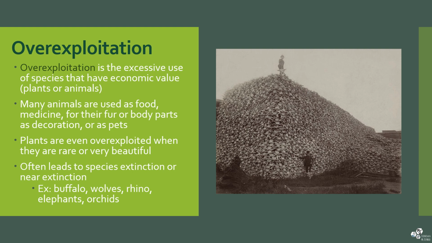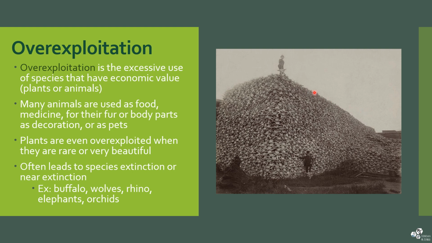Overexploitation is just the excessive overuse of an animal or an organism that has direct economic value to us, or value in the sense that they're food. We often use animals and plants for food, for medicine, for their body parts to make fur and clothing, things like that, decorations, unfortunately. We have really found orchids to be beautiful, so we take them from their natural environment and keep them here to make our homes look prettier. And this can lead to the full extinction or near extinction of these species.